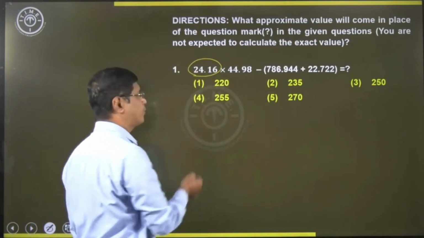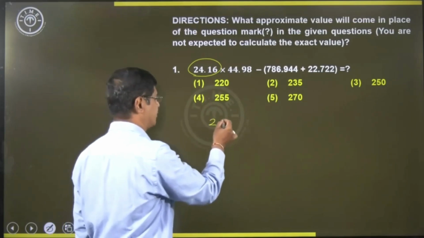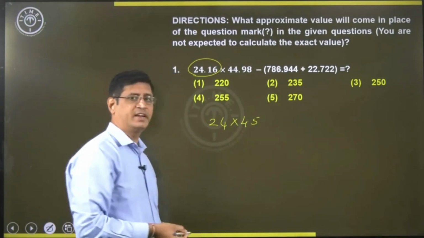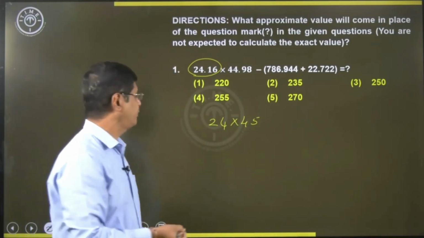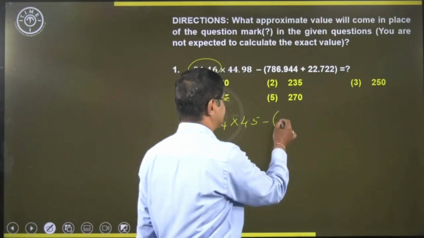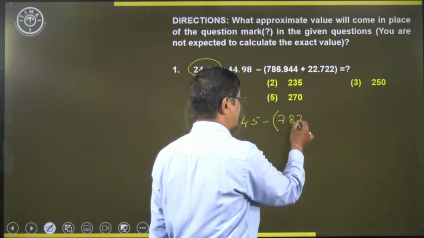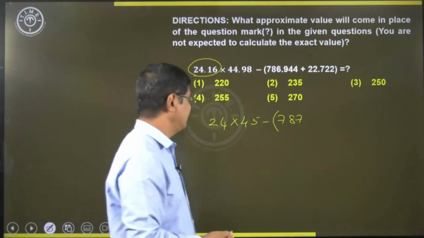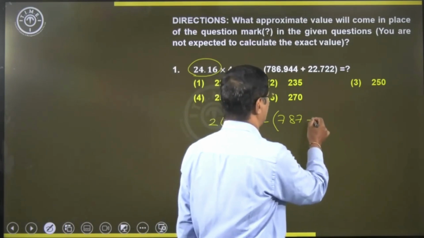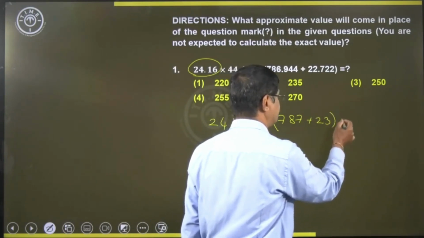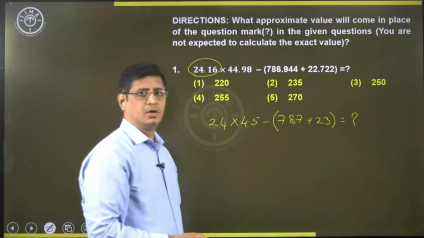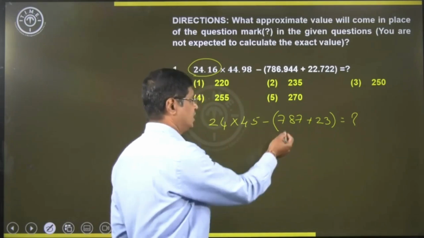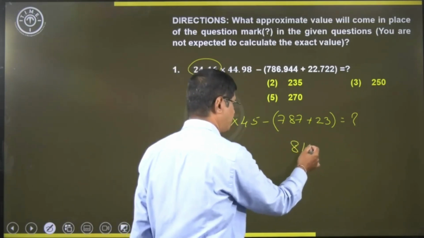Here 24.16, I am using approximately 24, into 45 (44.98 is close to 45), minus 786.944, which is close to 787, so approximately 787, plus 23 is equal to question mark. By using the BODMAS rule, first we need to answer this. How much is the sum of these values? Here it is 810.